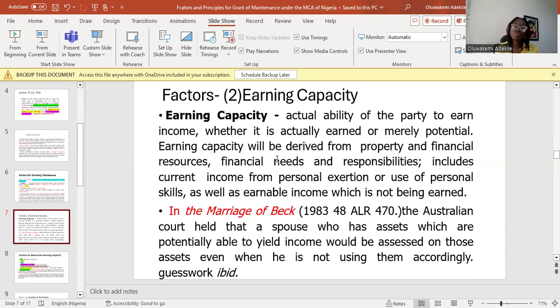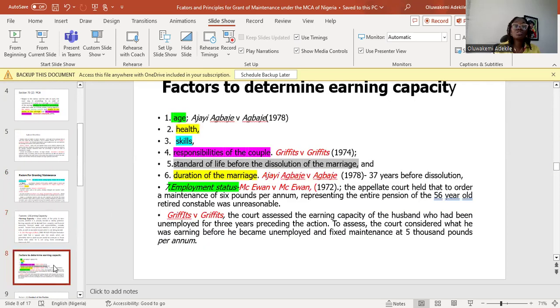In the marriage of Beck, a very good Australian case, it was said that if you have assets that are able to yield income and you are not using them for that purpose, you will be assessed even when you are not so using them. For example, you have a building that you could have let to get rent, and you are not doing so for whatever reason, it has the potential to give you income.